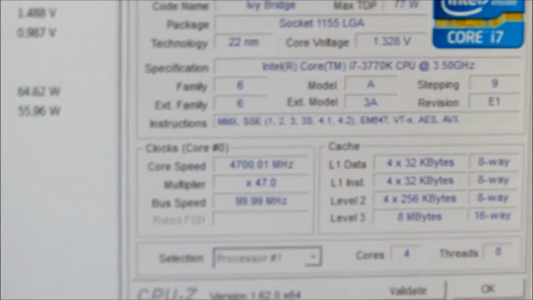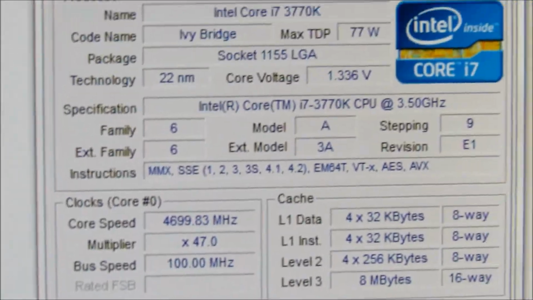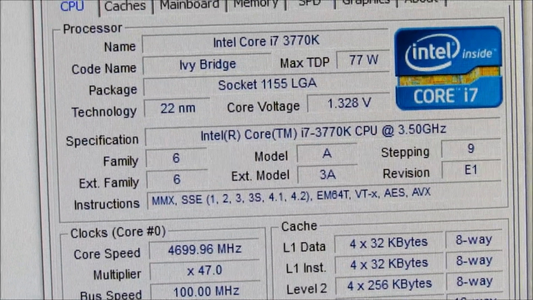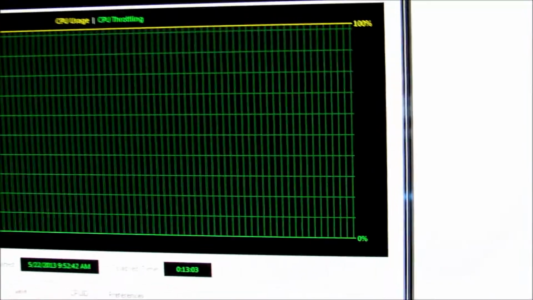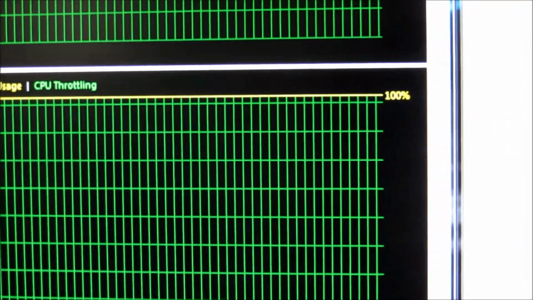And I'm at 4.7 gigahertz and 1.33632 volts, it just fluctuates. Very steady at 100%.